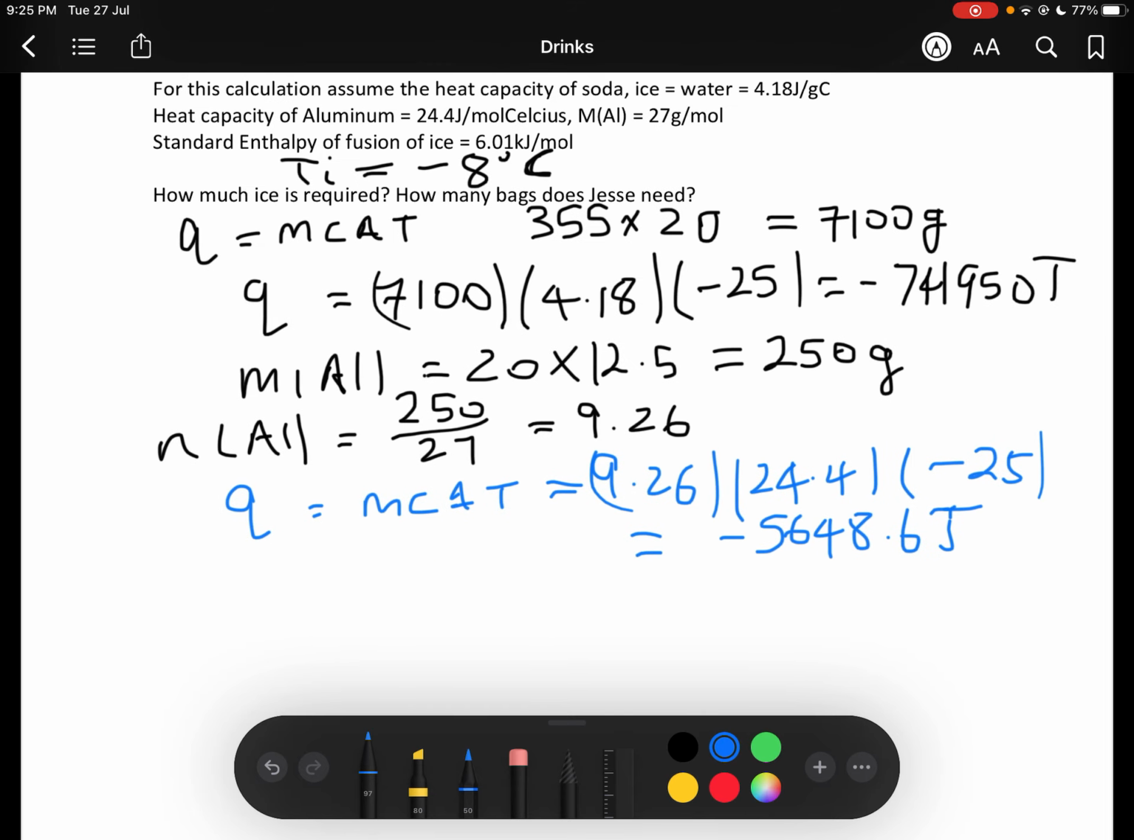Alright, so our total amount of energy that needs to be absorbed, we can just add together. So we can say this is Q2 and this is Q1. Use another color, so we can say that Q total is equal to the sum of both of those energies, which is negative 747,596.98.6 joules. Okay.